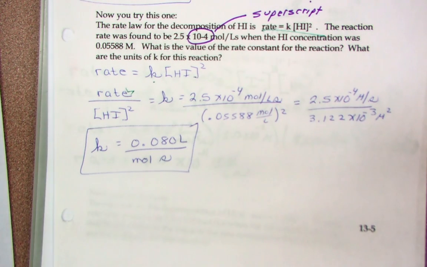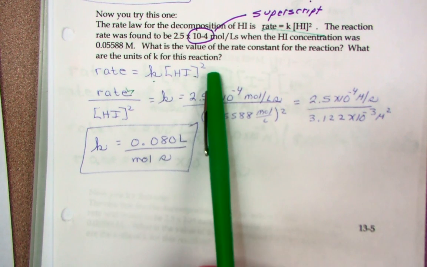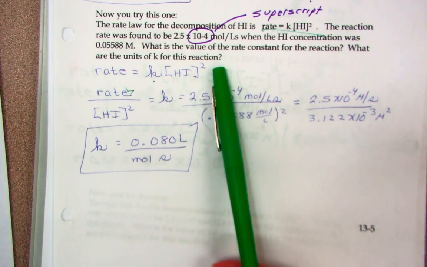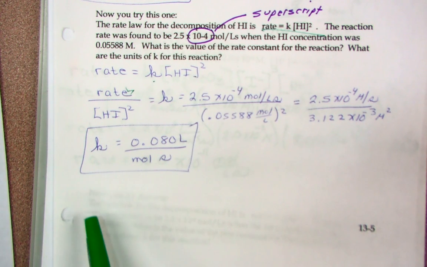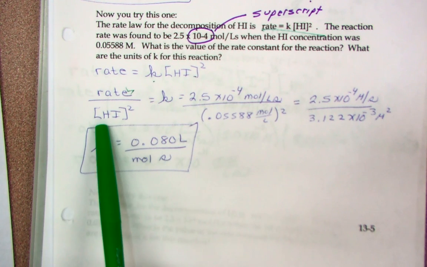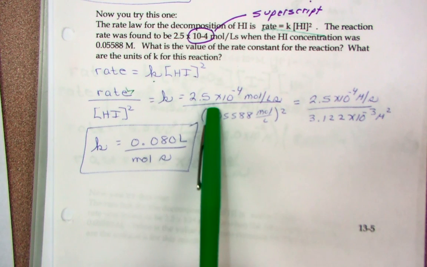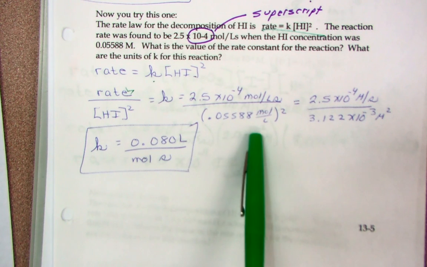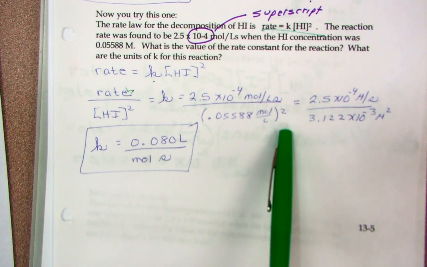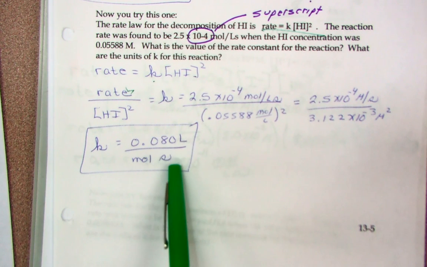When we look at this problem, we know the rate equation. Rate is equal to K times the concentration of HI squared. So the total exponent on this side is an exponent of 2. That means the rate divided by the concentration squared is equal to K. So we plug in our rate. It has units of moles per liter second. We divide by the concentration squared, and we get a K value of 0.080 liters per mole second.